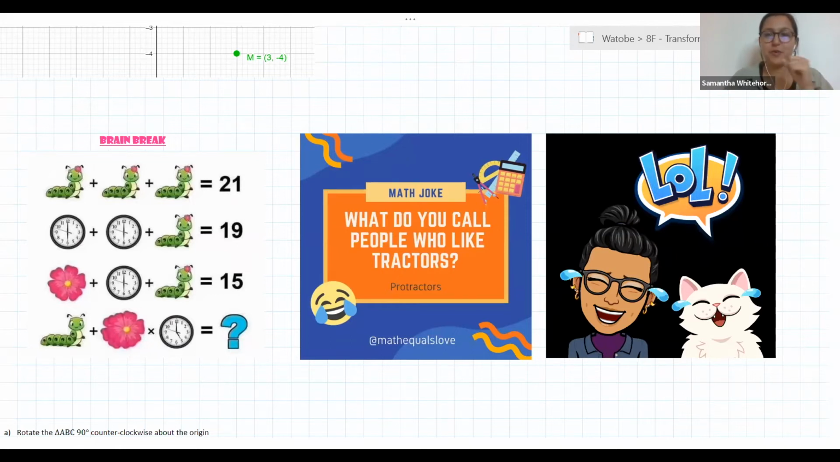Okay, guys, so here's your brain break. Remember, we're trying to find the value of the expression here. My only advice is, look carefully at the pictures. That's my hint.